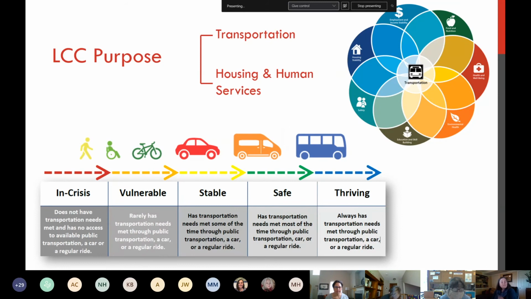And the purpose of this meeting is to really bridge the gap between transportation and housing and human services. So we really want to give people options, multimodal transportation options, to get them to the safe and thriving area. We find that people are perhaps stable in their transportation options until something critical happens, and then they have to find other transportation modes. So really, transportation is essential to accessing all other aspects of your life. And so we really do want to look at that intersectionality of transportation and the human services.